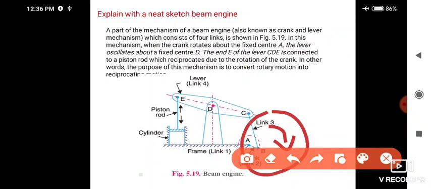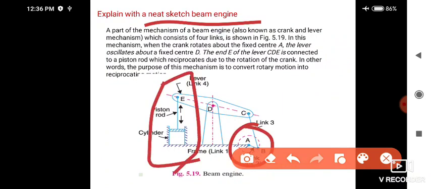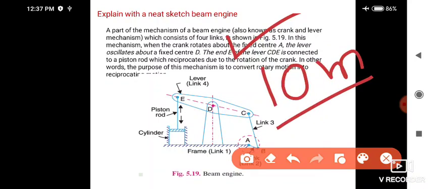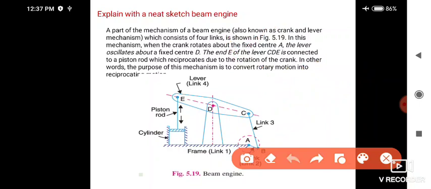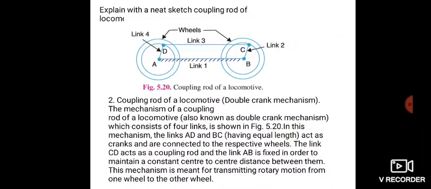Like that we are having the useful work from this beam engine. So here rotary motion will be taking place, and here we have oscillatory motion. So this is all about the sketch and explanation regarding the beam engine. It may be asked for 10 marks, so it is important. Then the next question.